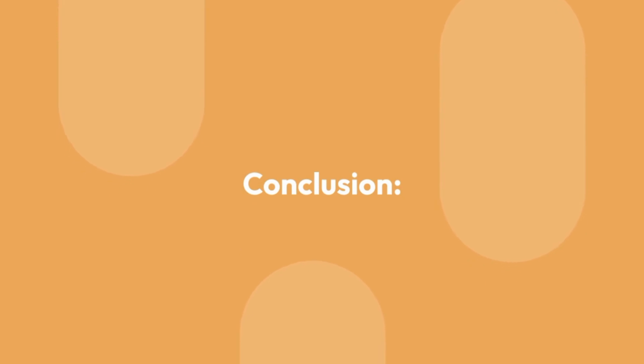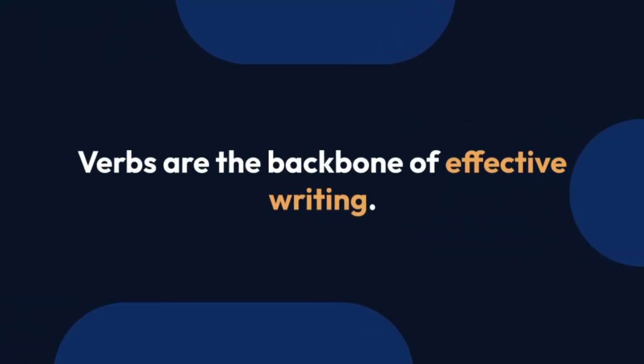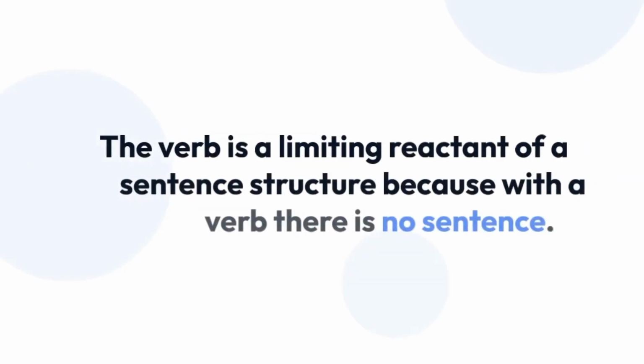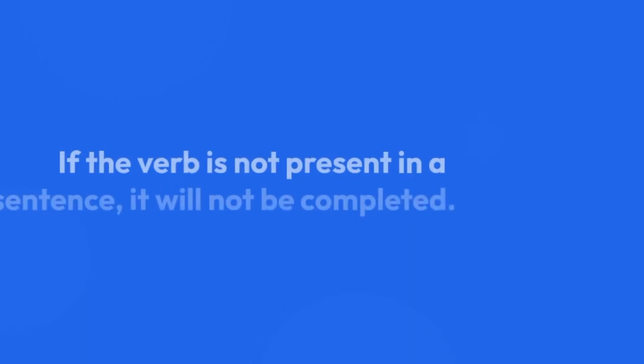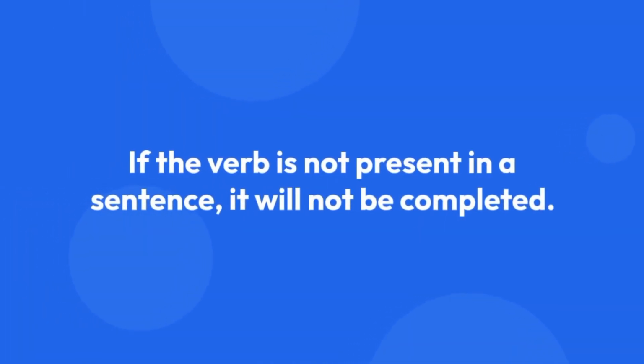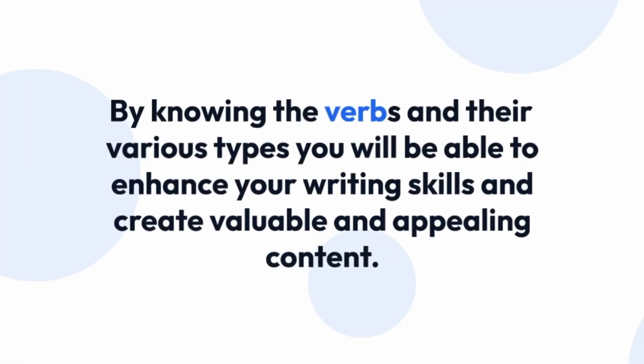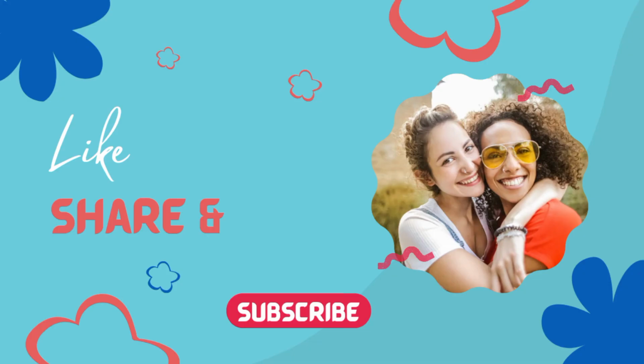Conclusion. Verbs are the backbone of effective writing. The verb is the limiting reactant of a sentence structure because without the verb there is no sentence. If the verb is not present in a sentence, it will not be complete. By knowing the verbs and their various types, you will be able to enhance your writing skills and create valuable and appealing content. Thank you.